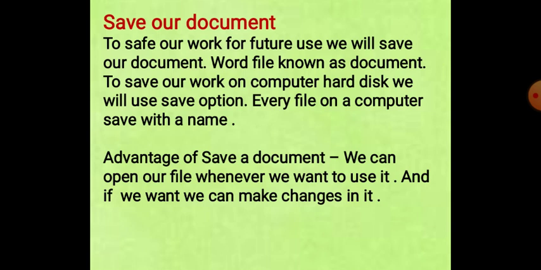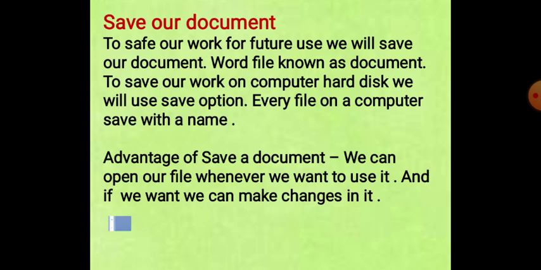Now, once we have worked, we want to save our document. As you all know, why will we save our document? We will save our document so that we can use it in the future. So for that we will use an option that is known as a save option, and in the computer a Word file is known as a document. And what is the advantage of saving a document, children? Whenever we want, we can use it for our work. If we want to make some changes, we can easily do changes. We don't have to type it again.